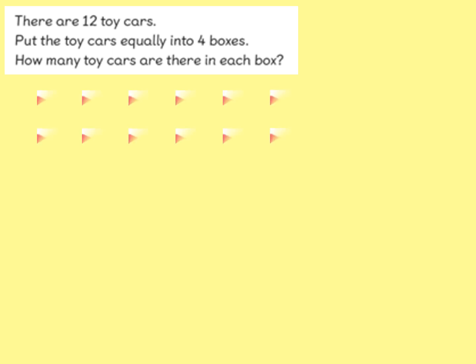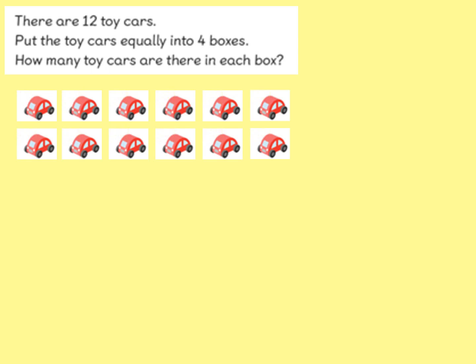Yes, it's important, children, that we remember there are 12 cars. That's how many cars there are in total. We have 12. And what are we doing with the cars? Yes, we're sharing them between 4 boxes. They want to put them into 4 boxes, but they want to make sure that the boxes have the same number of toys inside. That's why we've got to share them, to make sure it's equal.